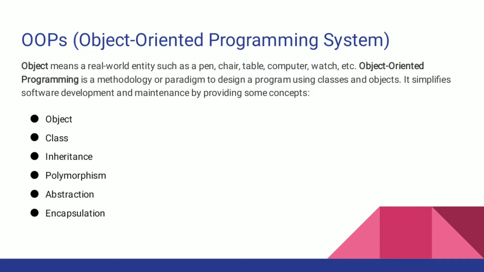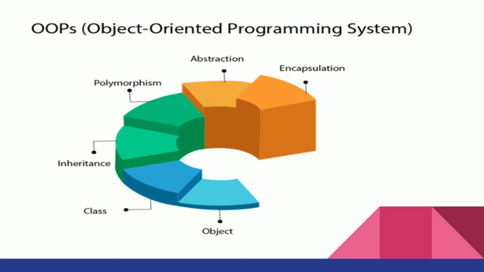Object means real world entities such as a pen, chair, table, computer, etc. Programming is a method of paradigms to design a program using classes and objects. Object oriented concepts: first is object, then class, inheritance, polymorphism, abstraction, and encapsulation.